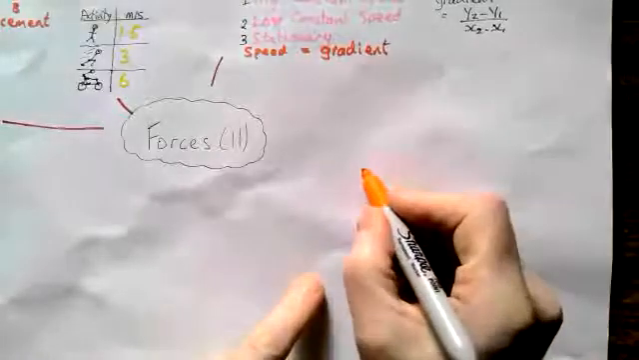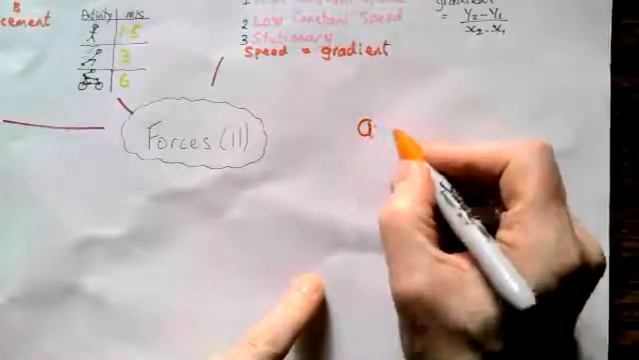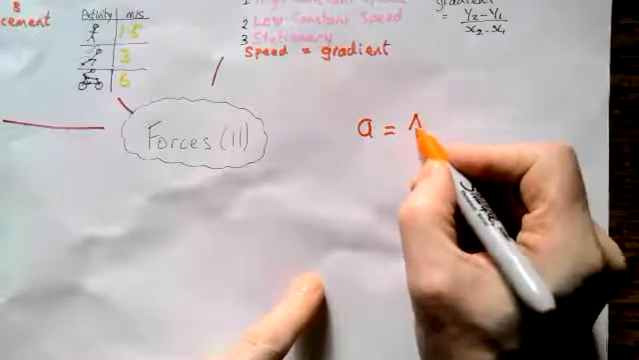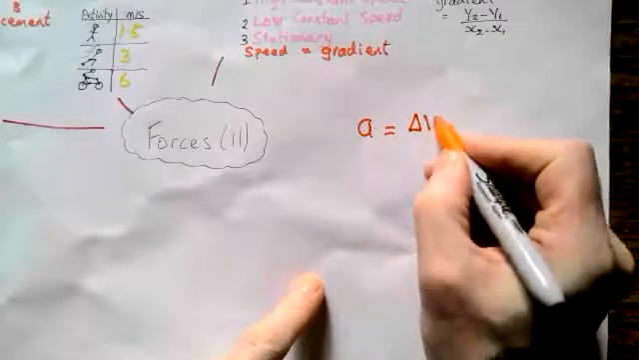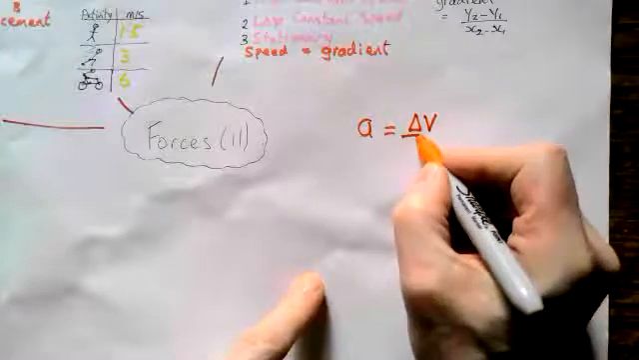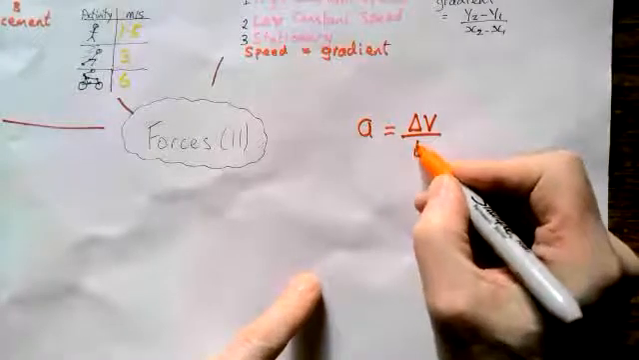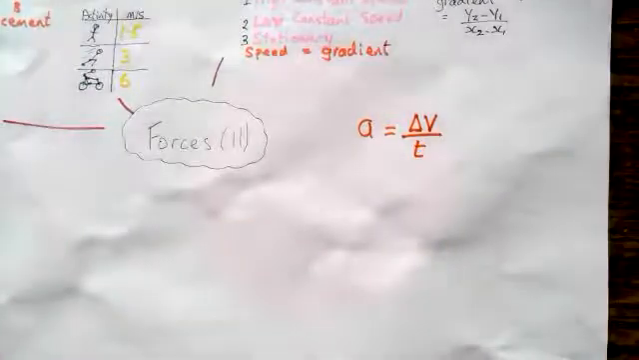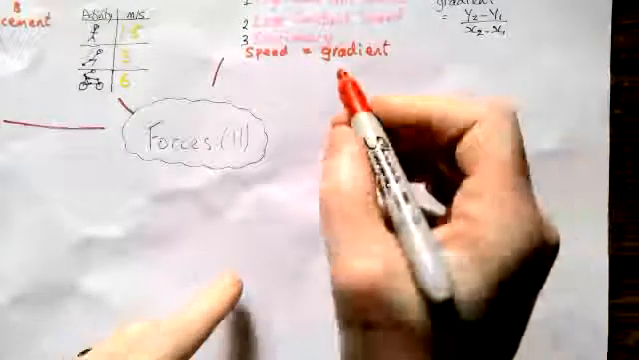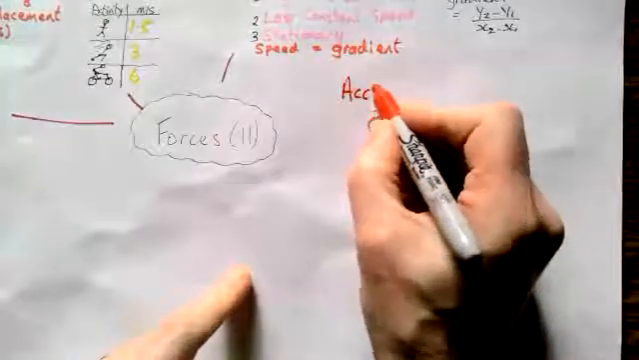So acceleration, the equation for acceleration is a equals the change in velocity, where that triangle indicates change, meaning the Greek letter delta, divided by the time taken. Okay, so this is acceleration.